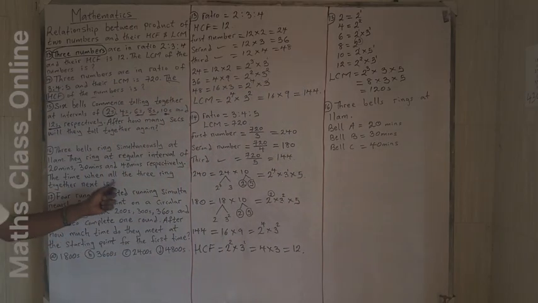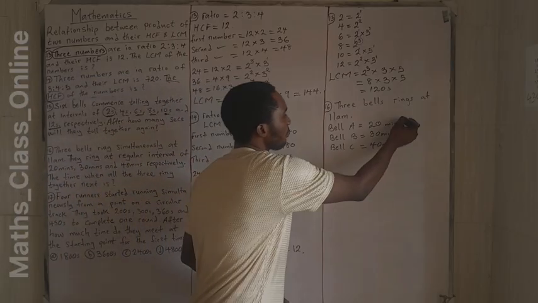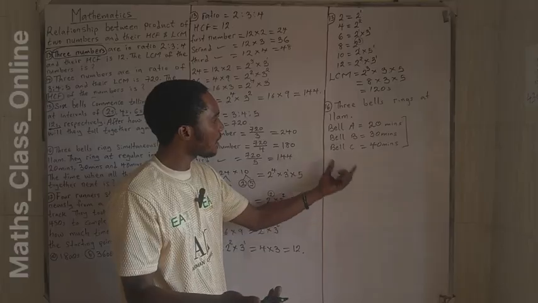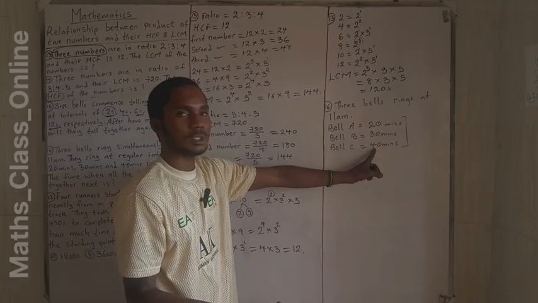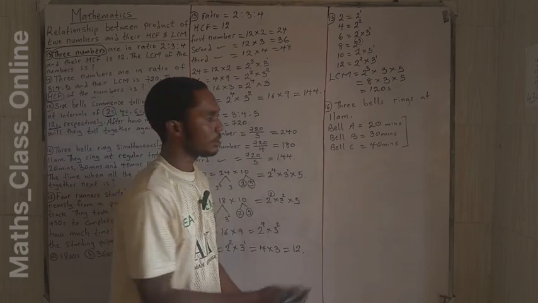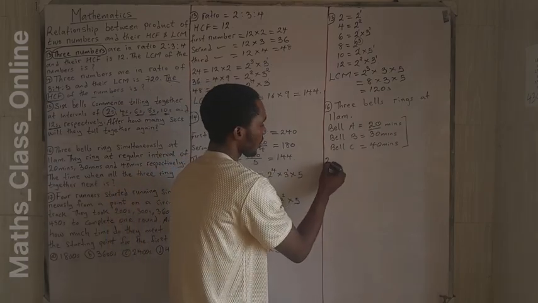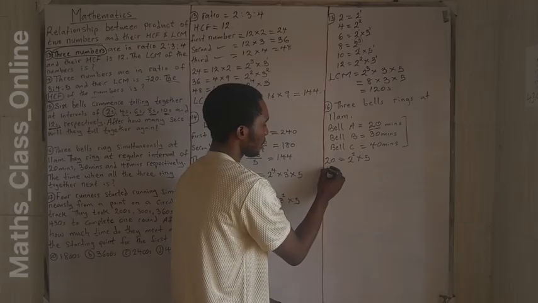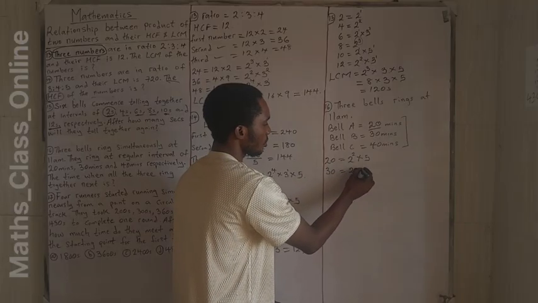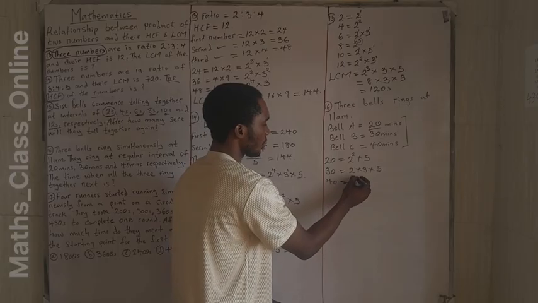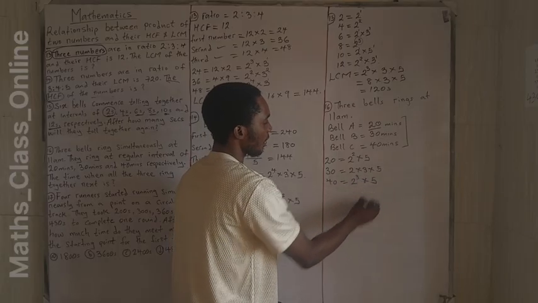The time when all the 3 ring together next is what? We want to find the time that all these 3 bells will ring together. You see, that is the LCM of 20, 30, and 40. This 20 is what? 20 is 2 raised to the power of 2 times 5. 30 is what? 2 times 3 times 5. And 40 is what? 2 raised to the power of 3 times 5.